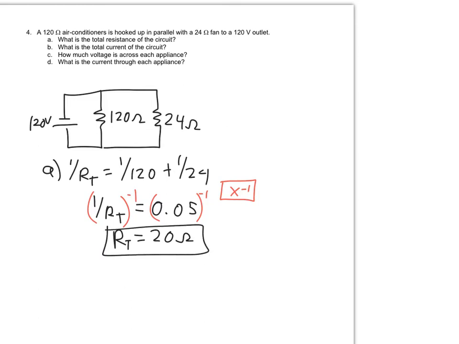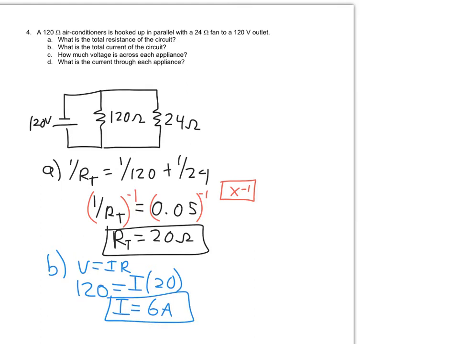From there, we can find the total current going through the circuit using Ohm's law. So we can say V equals IR. So 120 is equal to our current times our resistance, which we just found was 20 ohms. And so we end up getting a current here of 6 amps.